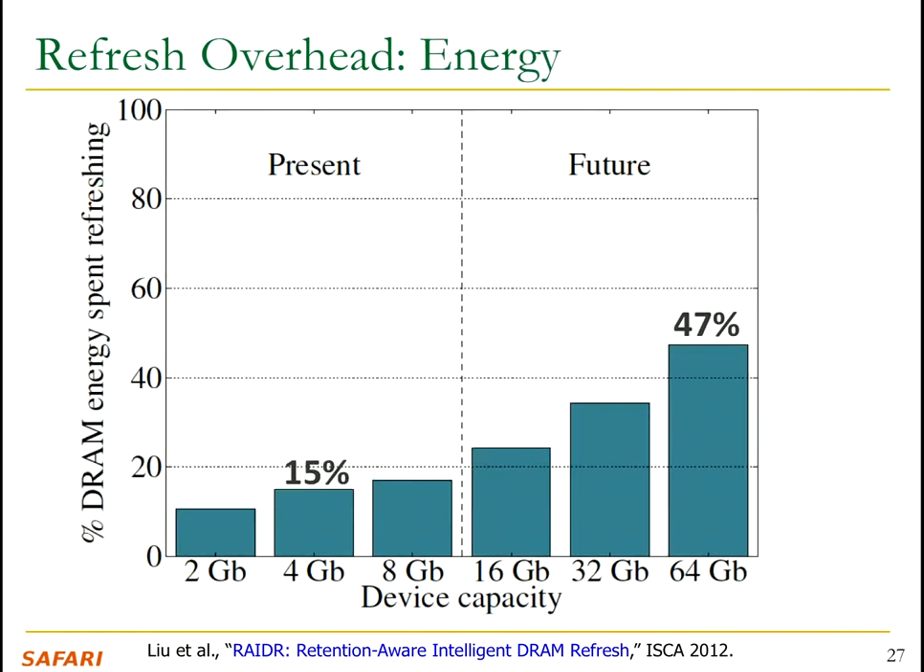And if you plot the percentage of DRAM energy spent refreshing, again, today it's still reasonable, about 20%. Especially right now, almost all the energy that's spent in this is due to refresh, actually, and some leakage power. But in the future, it's going to get much worse. Basically, if the device capacity is 64 gigabits, half of the energy is going to be spent on refresh. So that sounds bad, basically.